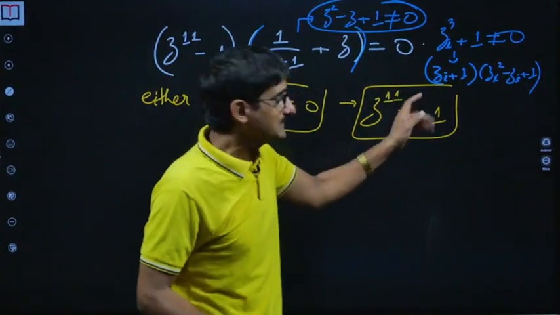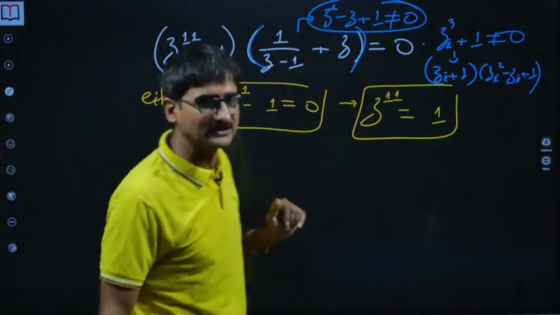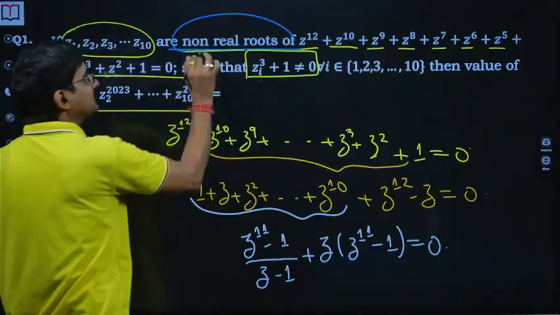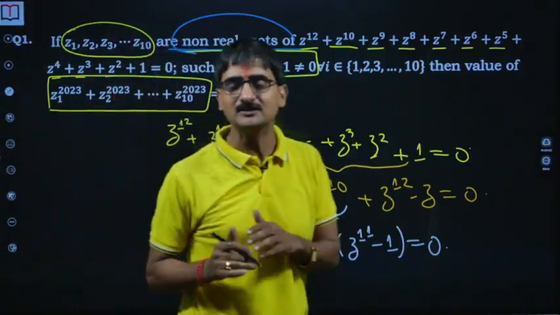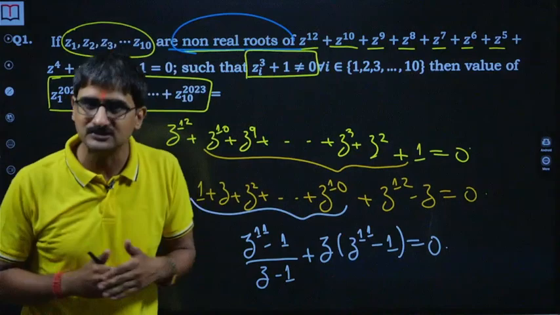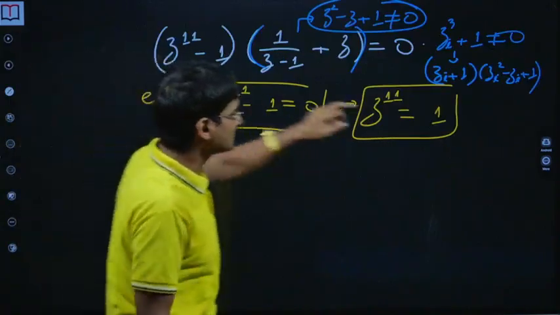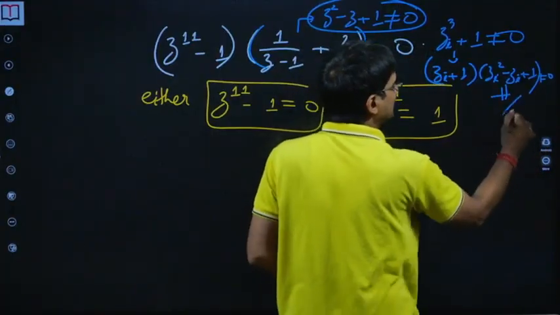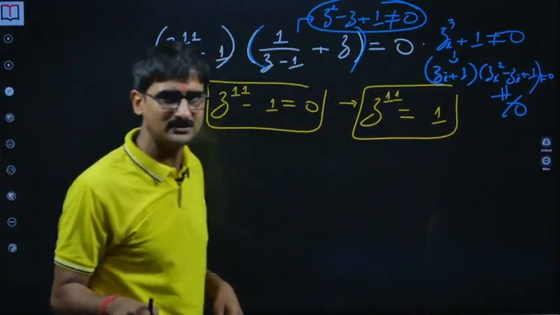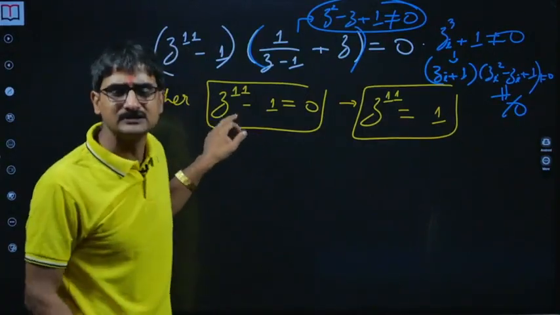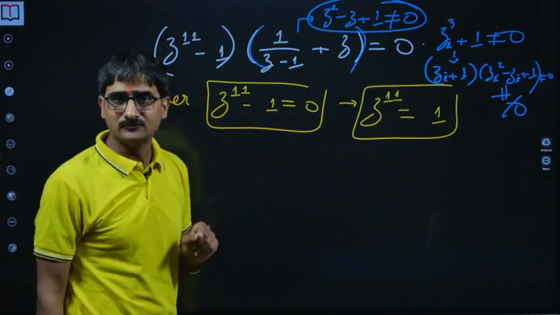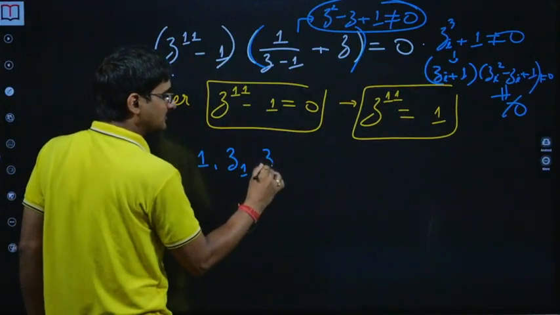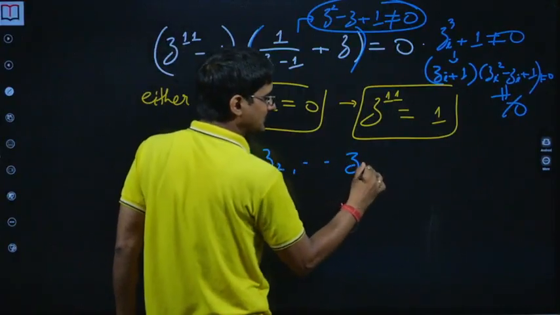Now zi can't be -1, because they are the non-real roots of the equation, so zi can't be real. So zi + 1 can't be 0, and moreover this overall expression can't be 0, so this also can't be 0. The only possibility here is that z^11 - 1 is 0, and this leads us to the 11th roots of unity. So what are those roots? The roots are 1, and the 10 non-real roots which we are given are these.